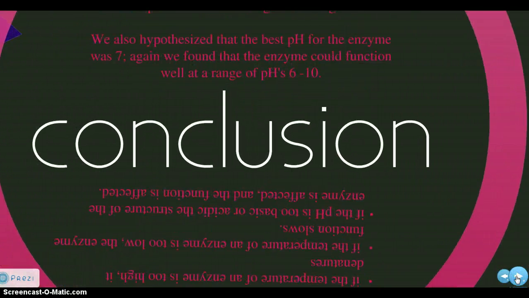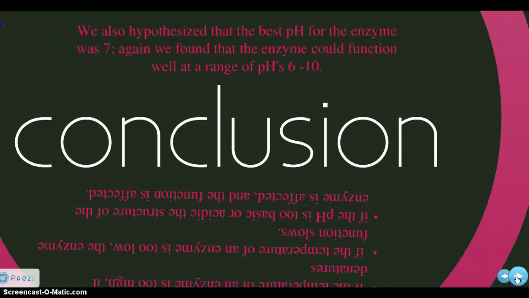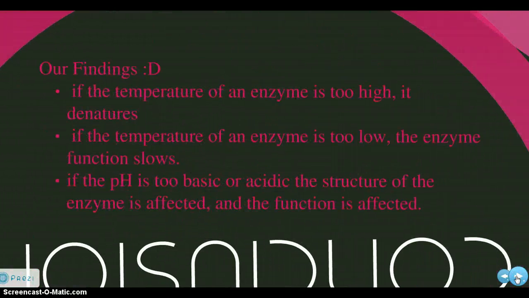So our conclusion. What did we learn from all this? What do we know now about catechol oxidase? We found that if the temperature of an enzyme is too high, it will denature. It will lose its structure, and as we know, structure fits function. When this happens, it can no longer carry out its function. If the temperature of an enzyme is too low, then the function slows, and again, this impacts its ability to move forward and actually carry out the necessary reaction.